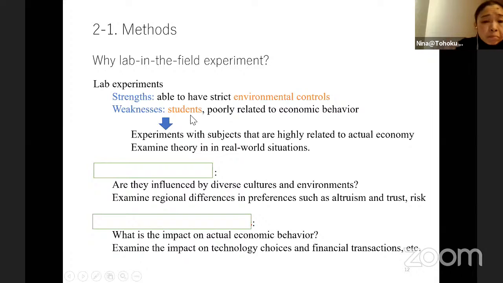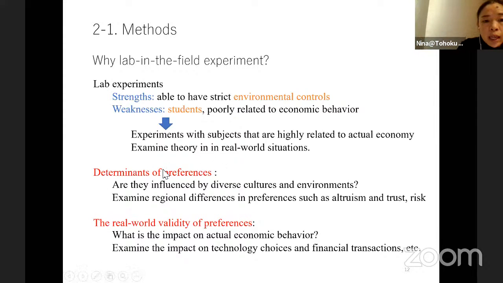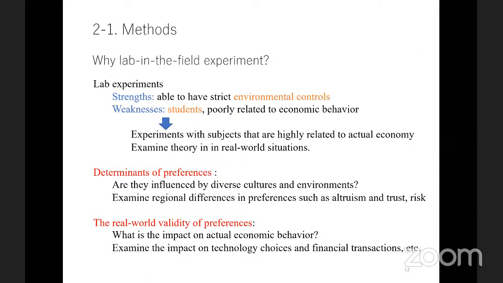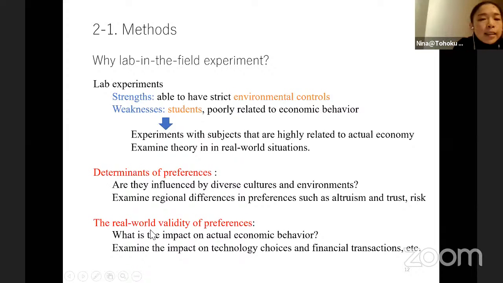So this is why we do experiments in the field. Experiments with subjects that are highly related to the actual economy. Then we can examine theory in real world situations. And by doing experiments, we can analyze the determinants of preference. Are they influenced by diverse culture and environment? How is preference determined? And we can analyze the relationship between preference and real economic transactions, the real world validity of preference. What is the impact on actual economic behavior? We can examine the impact of technology choices, how preference is related to technology choice or financial transactions, etc.